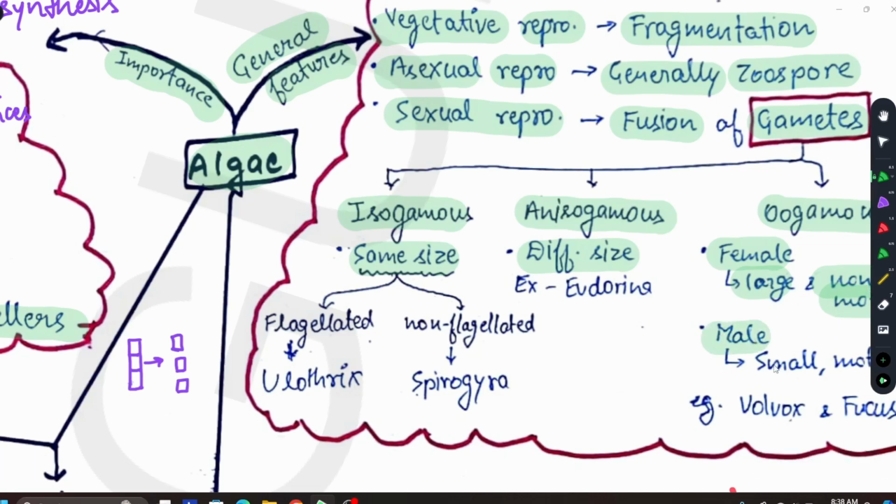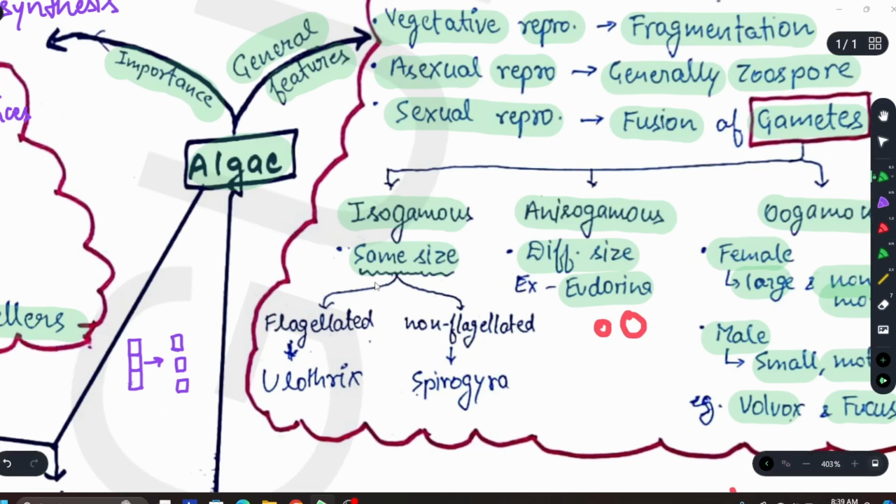The male gamete is small and motile, that is, it is small and can move. For example, we have Volvox and Fucus in the oogamous type of gametes. Eudorina have an anisogamous type of gamete, that is, if one gamete is small, the second is large, so different size. And isogamous has two conditions: the gametes are of the same shape and size, and they can be flagellated or non-flagellated. In flagellated you have Ulothrix, and in non-flagellated you have Spirogyra.